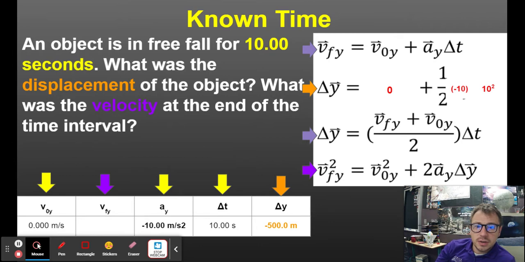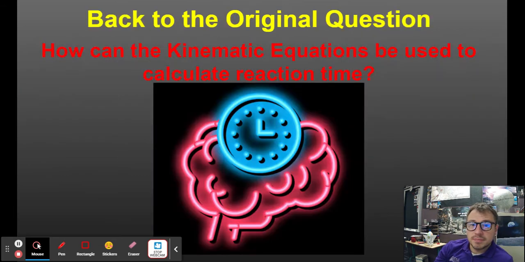I can use any of these equations, but if you want to make sure you're right, even if you calculated the displacement wrong, that fourth equation will be the one used. But I'm going to use the first one just because it's easier, right? And I'm going to get negative 100 meters per second. All right, so now that we know how to do a couple of these problems, let's answer this question.